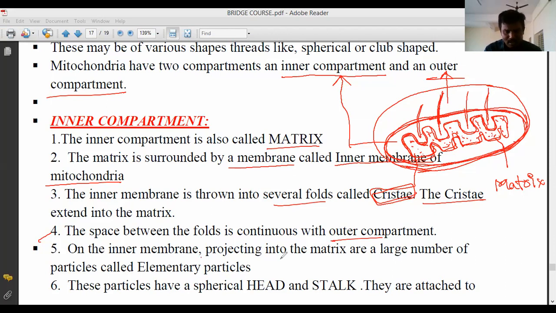On the inner membrane, projecting into the matrix, are a large number of particles. Those are called elementary particles. See here.